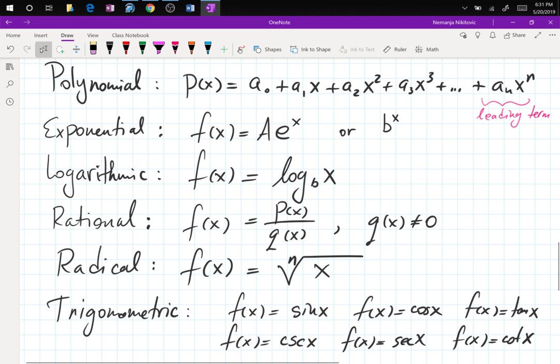So to minimize memorization, to minimize the effort, you get the concept, and then you apply that concept to all different functions, rather than learning each example separately, right? Minimizing the energy required.